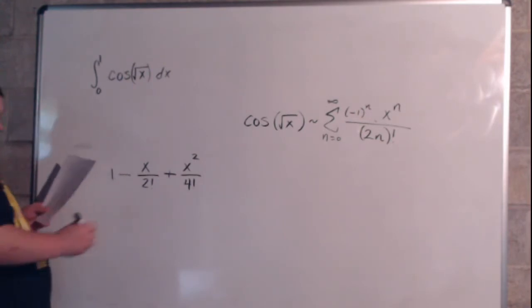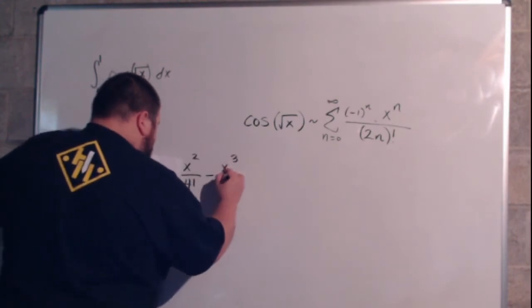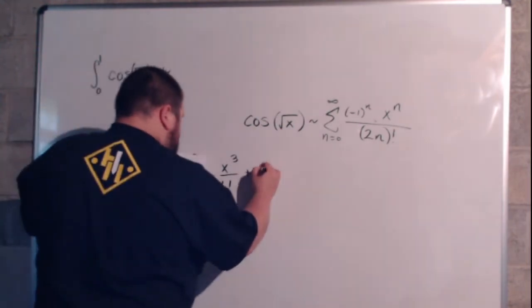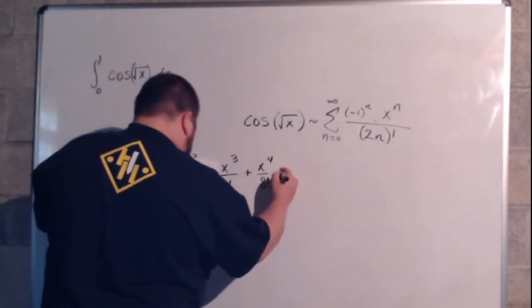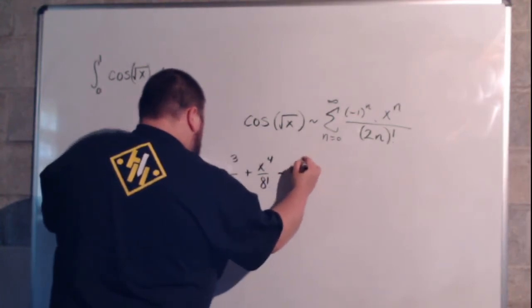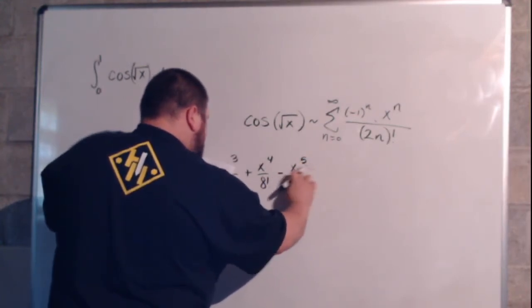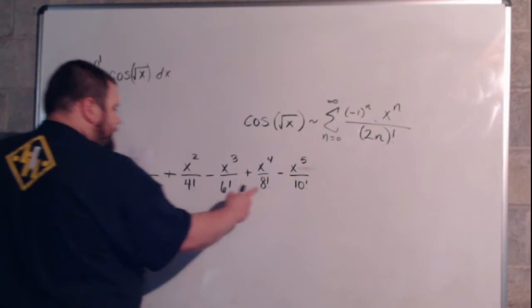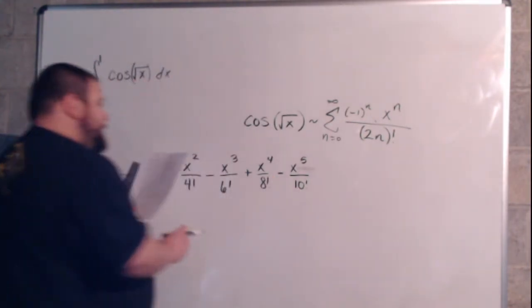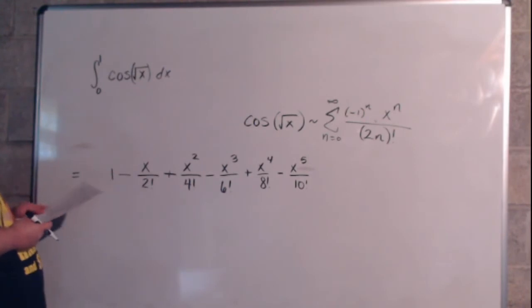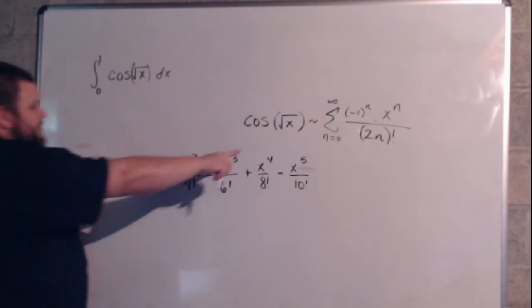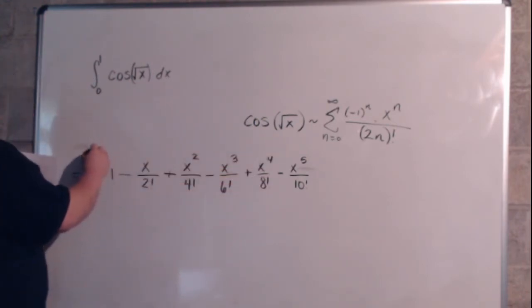So let me just write out the rest of the terms here. See, I got 1, 2, 3, 4, 5, 6. So that's the first 6 terms. And if I want to approximate this function, which I just wrote out the first 6 terms of, well, then I just need to integrate these terms.